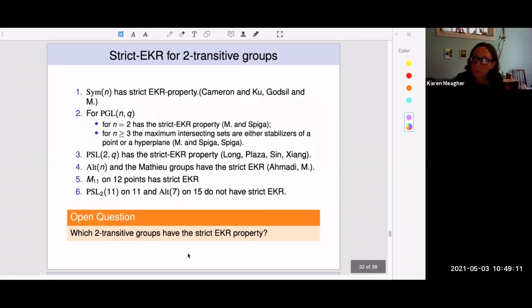Okay, I have one minute left. I'm not sure how many slides I have here. This is just a summary of some of the groups that have the strict EKR property. I haven't really talked about how you can prove the strict EKR property, but that's always a question that you can ask.